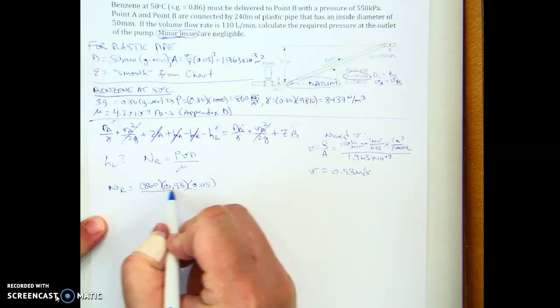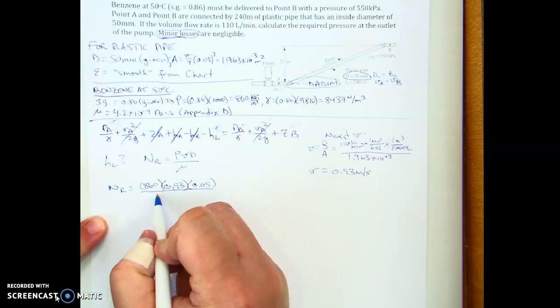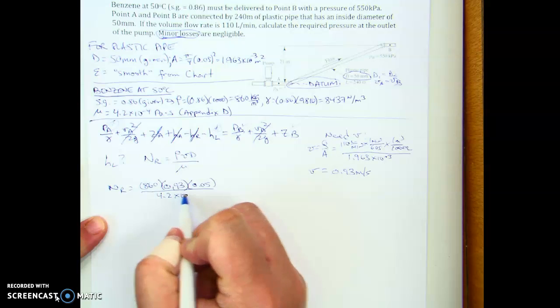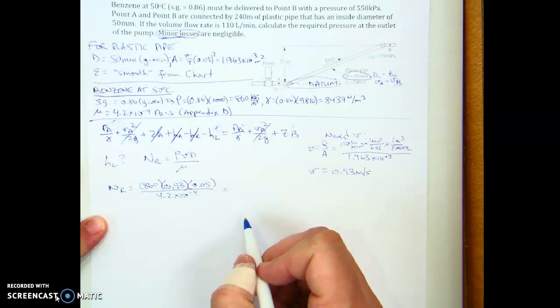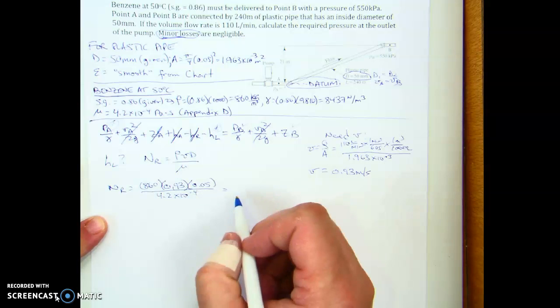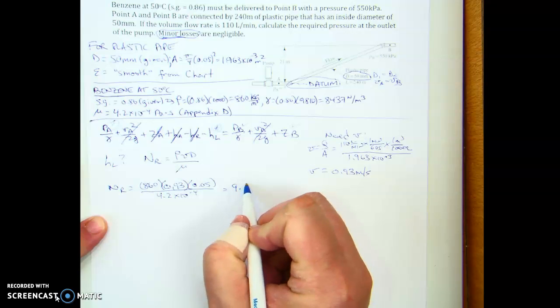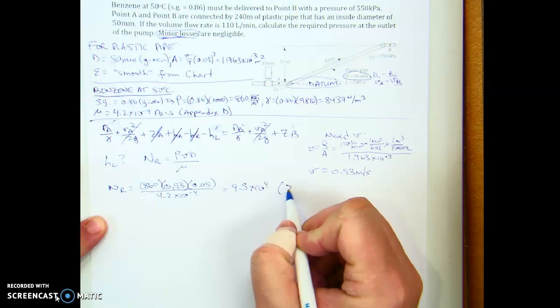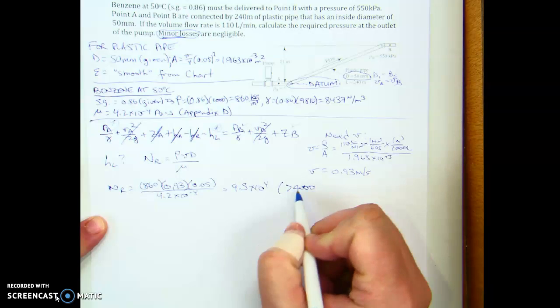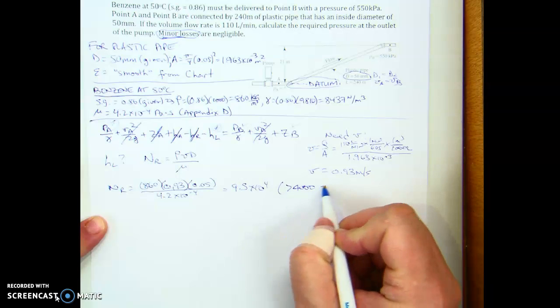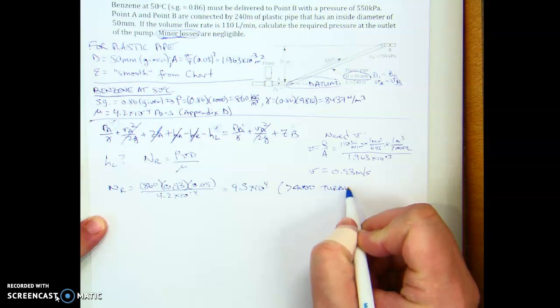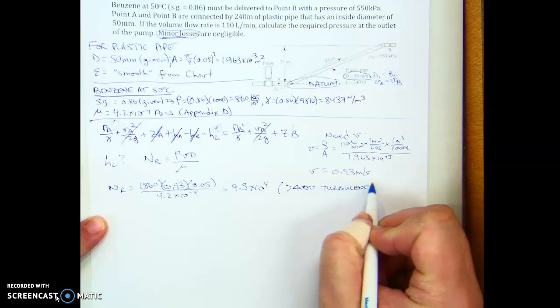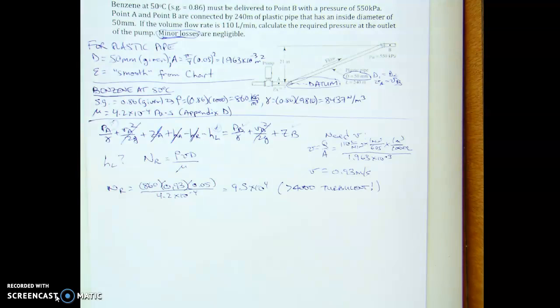and 0.93. I'm skipping my units in the interest of keeping this short. 0.05, and our mu is 4.2 times 10 to the minus 4, which actually gives us a value of 9.5 times 10 to the 4, which is greater than 4,000. So that is turbulent.